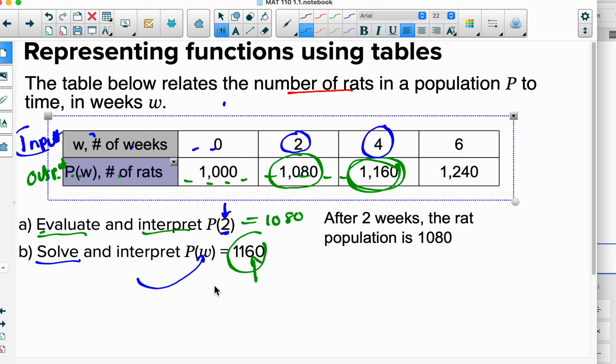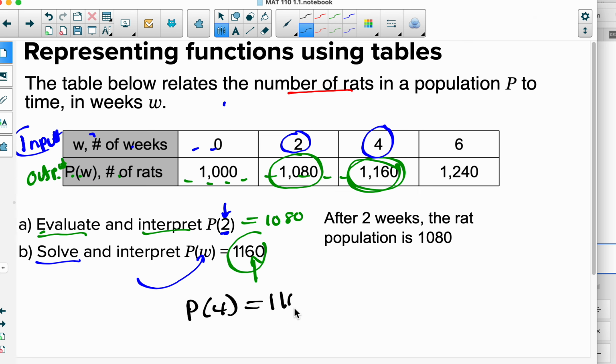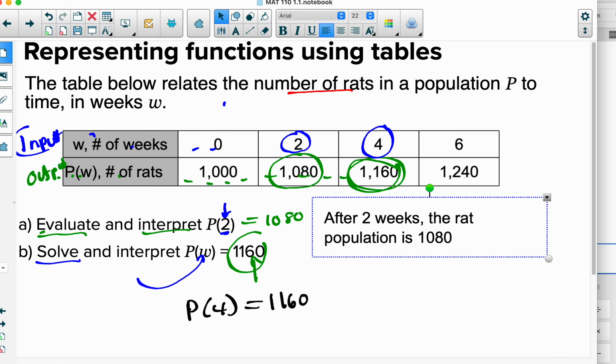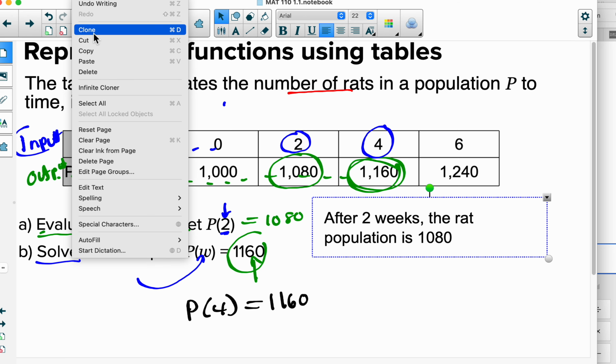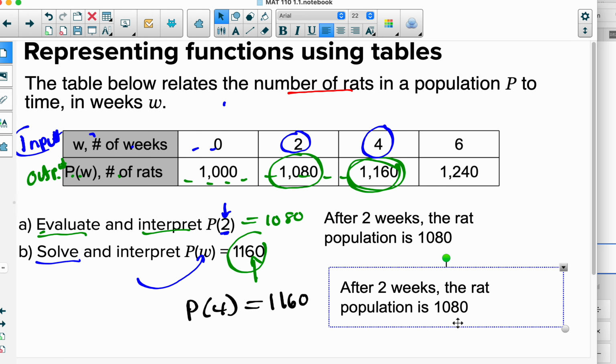So I can rewrite this. I can solve using the table. So I have P of 4 is equal to 1160. And if I translate that, now I would say after 4 weeks, the rat population is 1160.